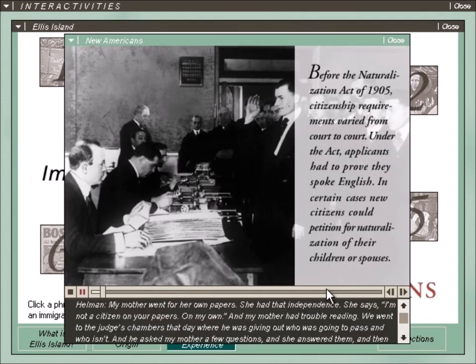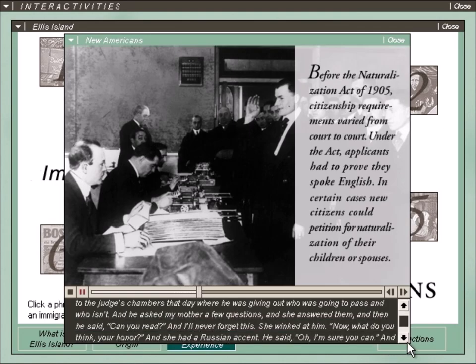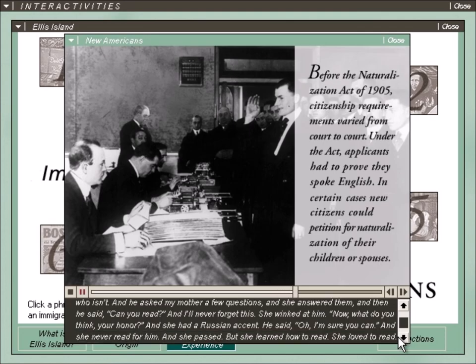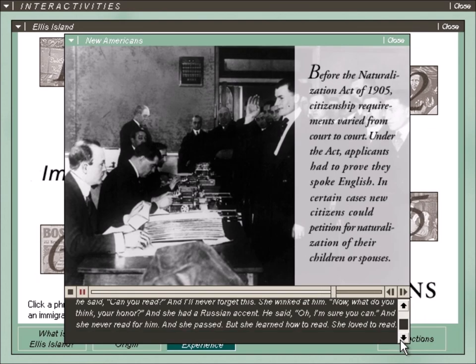My mother went for her own papers. She had that independence. She says, I'm not a citizen on your papers, but on my own. And my mother had trouble reading. We went to the judge's chambers that day where he was giving out who's going to pass and who isn't. And he asked my mother a few questions and she answered them. And then he said, can you read? And I'll never forget this. She winked at him, you know, what do you think, Your Honor? And she had a Russian accent. He said, oh, I'm sure you can. And she never read for him. And she passed. But she learned how to read. She loved to read.